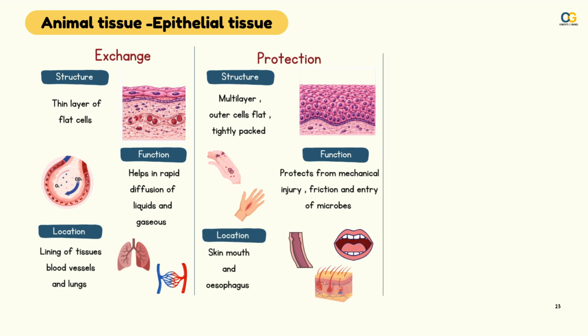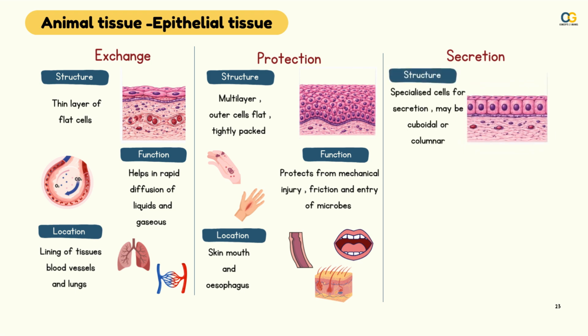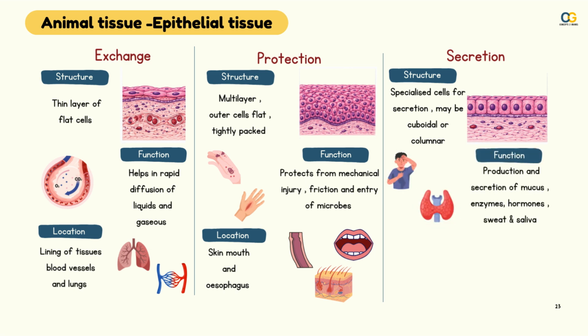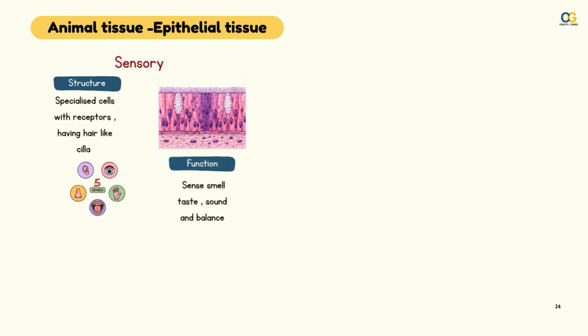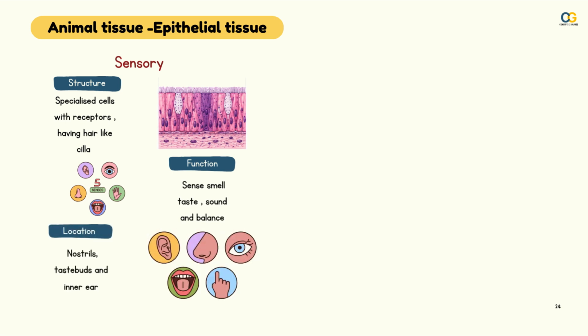For secretion, the specialized cells may be cuboidal or columnar that help in this process. Their function is production and secretion of mucus, enzymes, hormones, sweat, saliva, etc. Hence present in salivary glands, sweat glands, stomach lining to secrete all the juices that we have discussed. For sensory tissue, these cells specialize with receptors having hair-like cilia that help in sensing smell, taste, sound, and balance. The location of these tissues are nostrils, taste buds, inner ear, skin, eyes, etc.